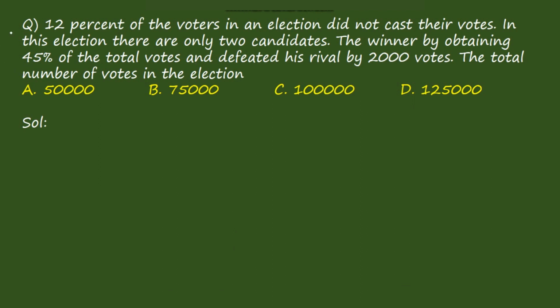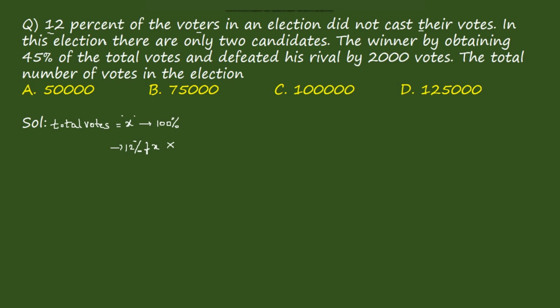Okay, first we understand the question. They're saying that 12% of voters in the election did not cast their votes. First, we'll consider the total votes. Consider that total votes is equal to X, which is nothing but 100%. Again, they are saying 12 percent of X total votes did not vote.